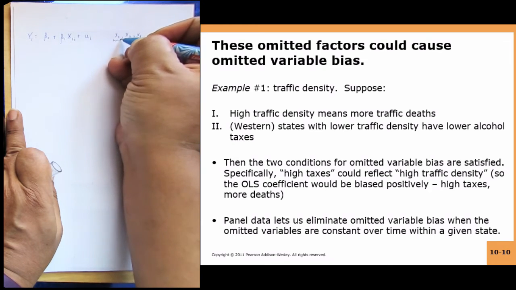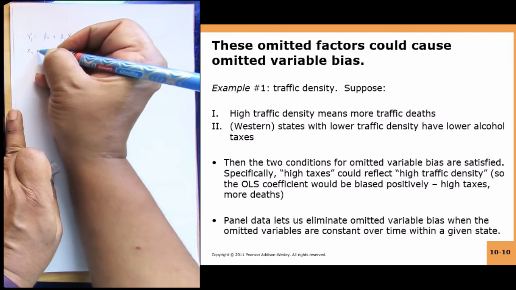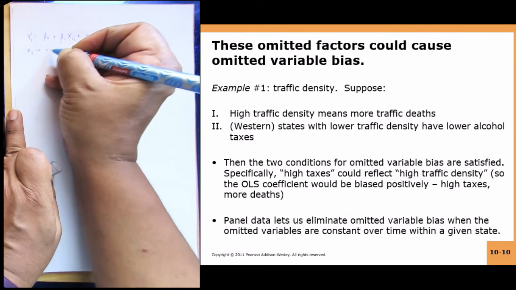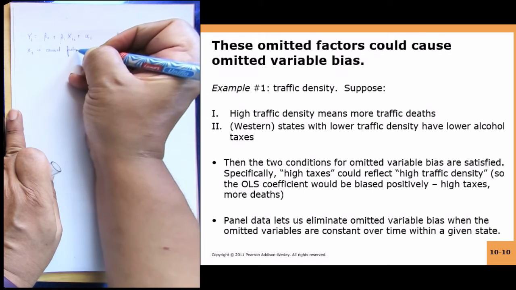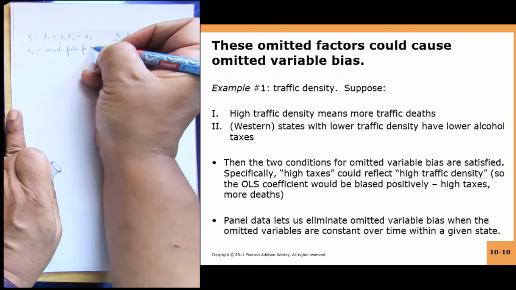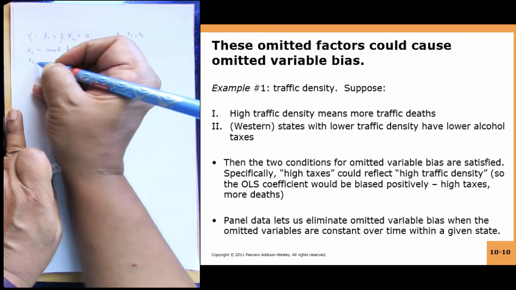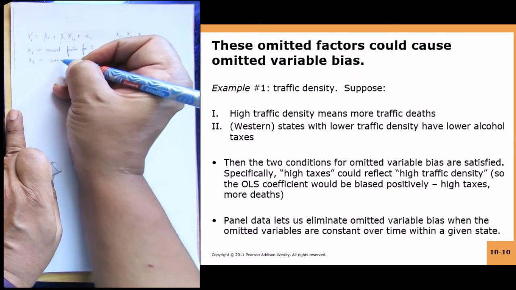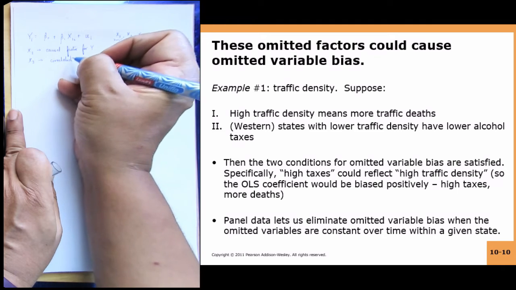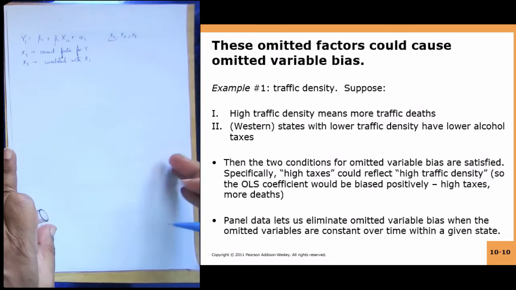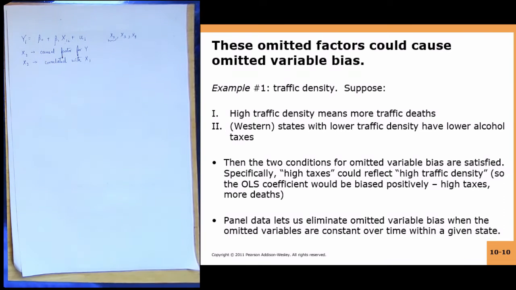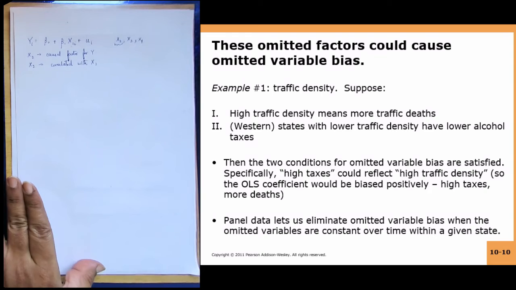For x2 to be an omitted variable, x2 should be a causal factor for y. It should have causation for y, and x2 should be correlated with x1, right? So these are the two conditions for x2 to be an omitted variable.